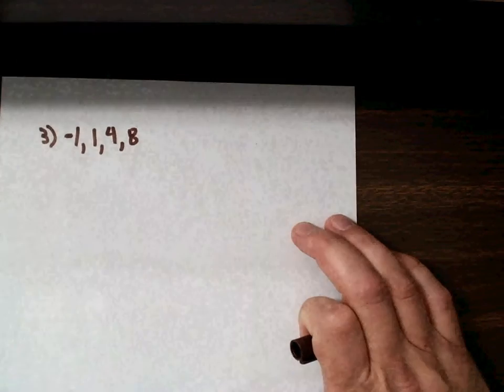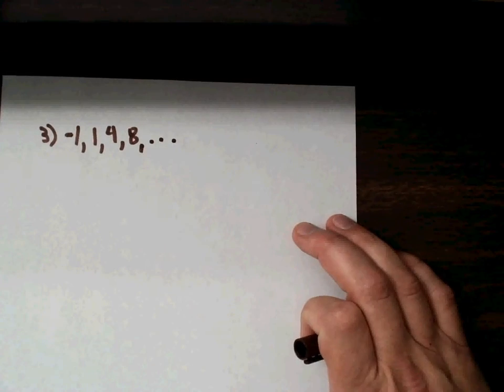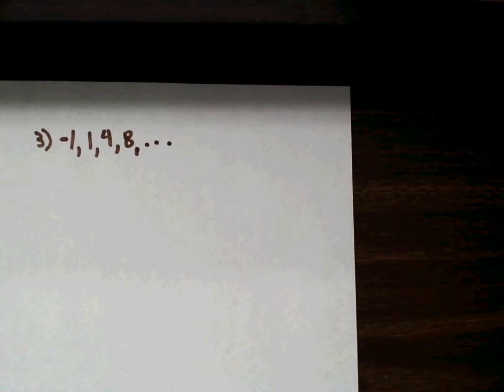Okay, so here's number 3. The question states, determine if it's arithmetic or not. The next part says, if not, write why. If so, write the explicit equation.